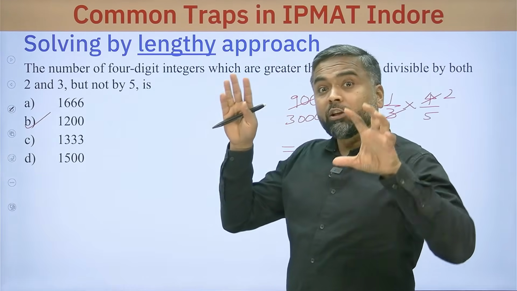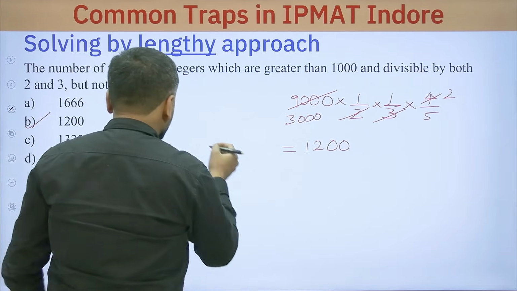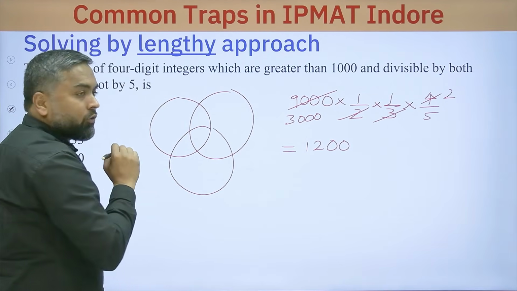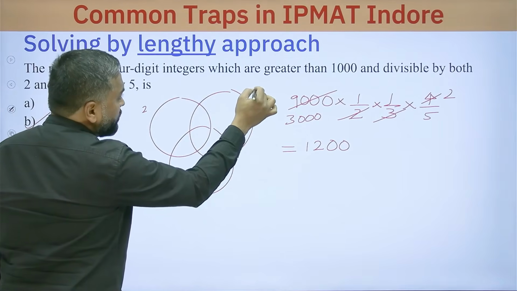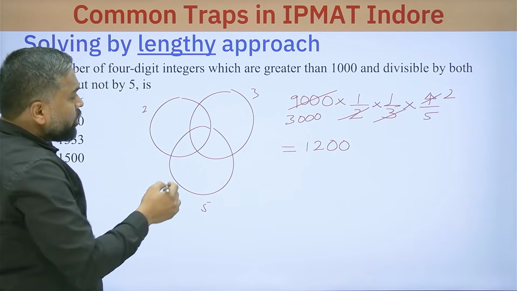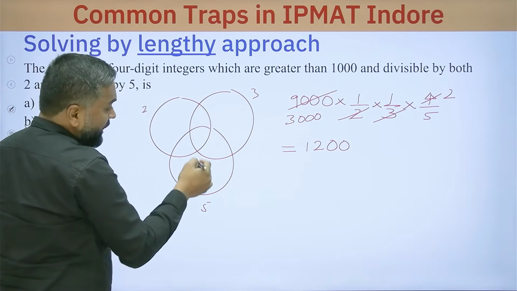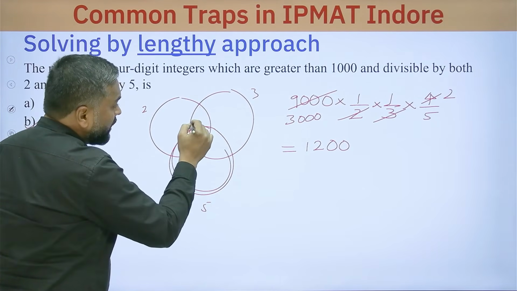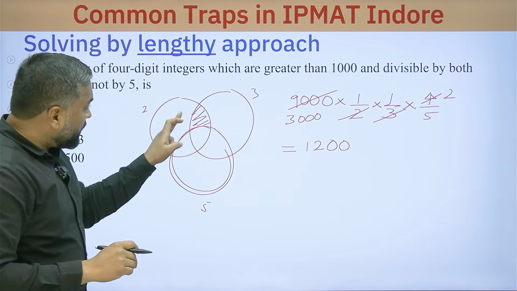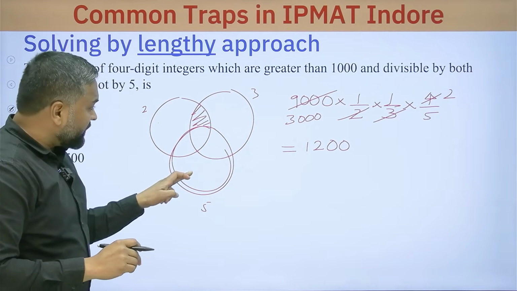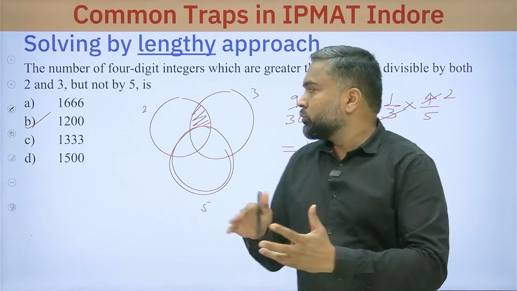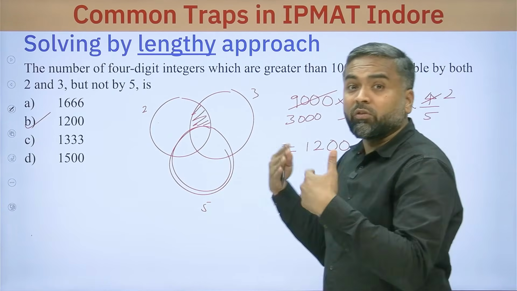Here you would have drawn 3 sets: divisible by 2, divisible by 3, and divisible by 5. So divisible by 2 and 3 both, so you are looking at this number, and not by 5, so you have to ignore this. So basically this is the shaded region you are looking at. So you have to find 7 regions, get into it, and so much complexity, so much time wasted. This is much easier, much faster.